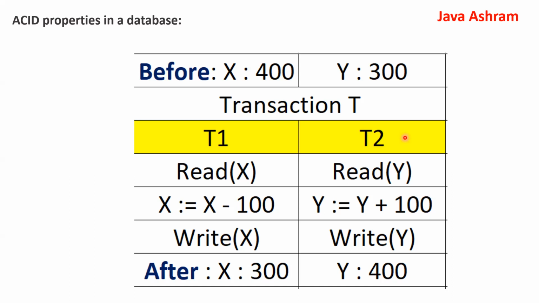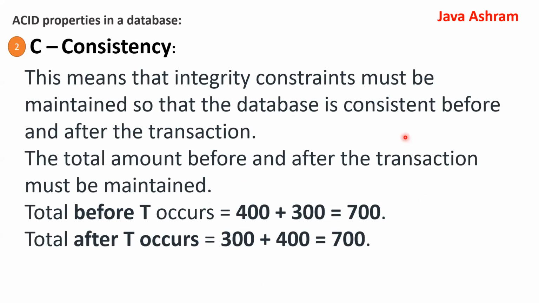A stands for atomicity. Now C for consistency. This means that integrity constraints must be maintained so that the database is consistent before and after the transaction, right? So before and after any transaction happens, it should be consistent. It should maintain the state of that database.